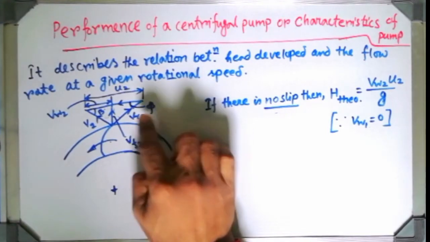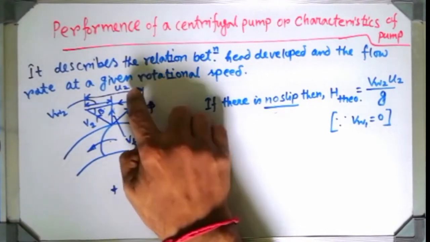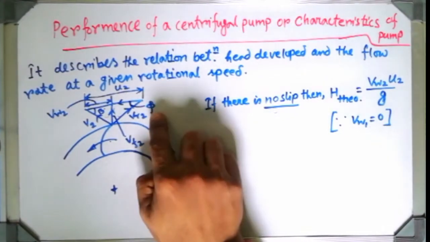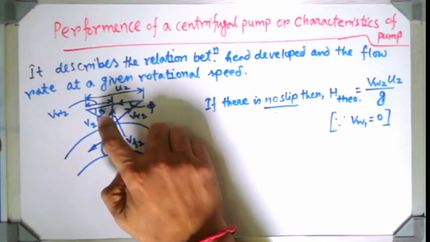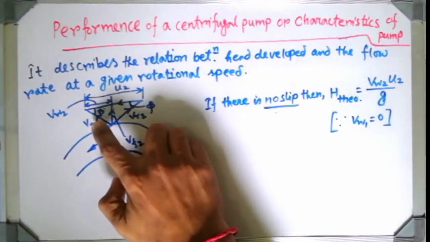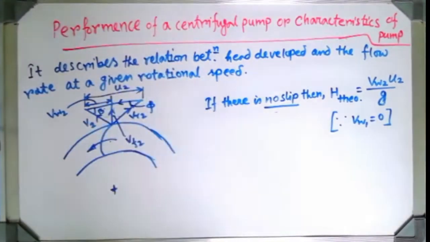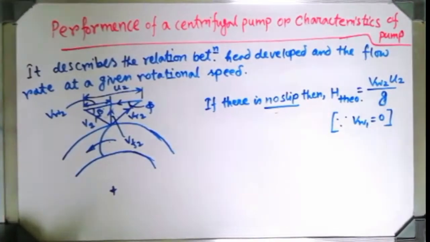and the angles, one is phi, that is the angle between relative velocity with the blade velocity, that is the angle phi, and beta is the outlet angle, that is making between absolute velocity and the blade velocity.